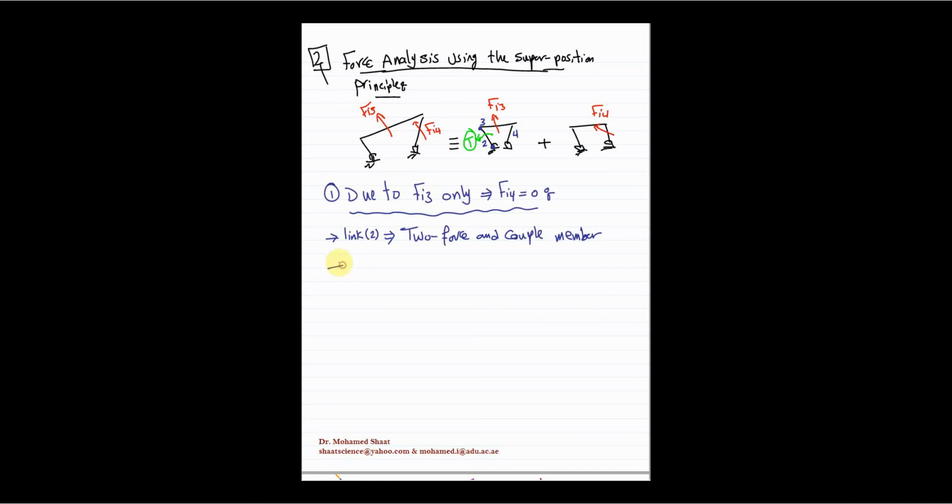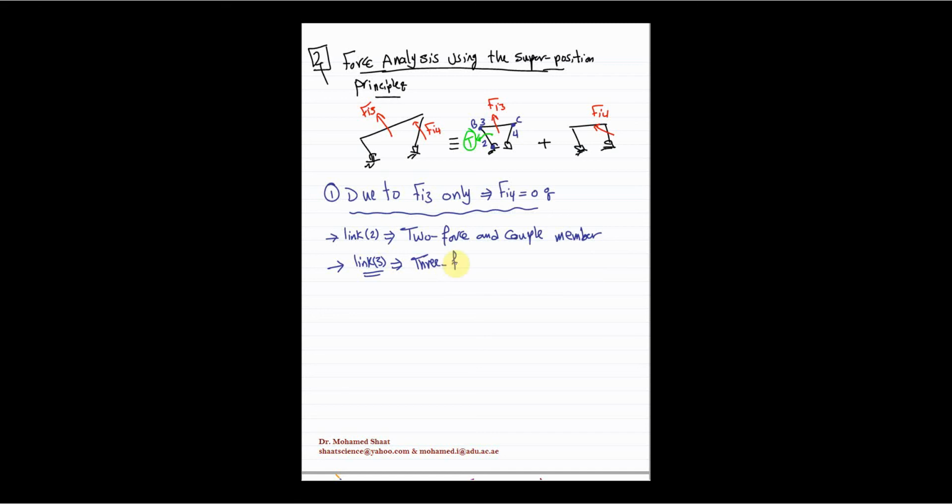But now let us move to link number 3. How many forces are acting over this link? This link is going to be a 3 force member. Why 3 force member? Because there is one force at point B, and this is point C, right? So there should be one force at point B, and another force at point C, in addition to the force in the middle. So this is going to be a 3 force member.